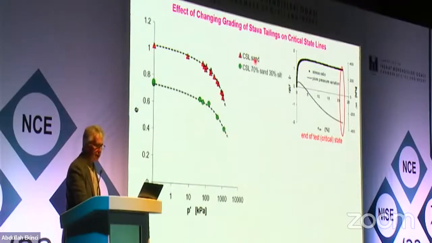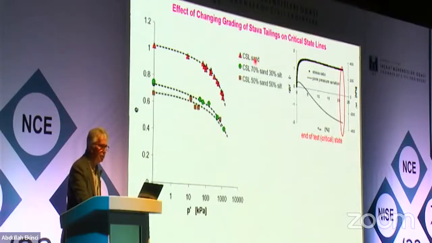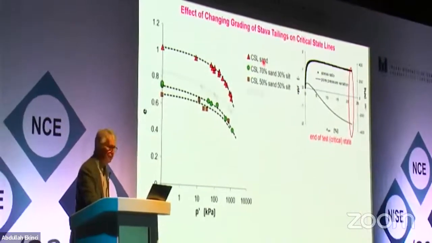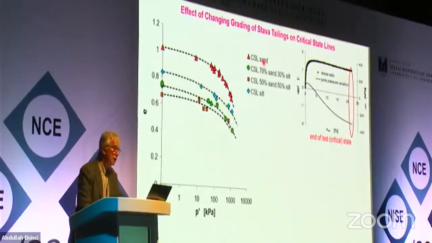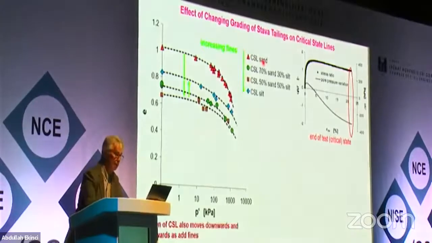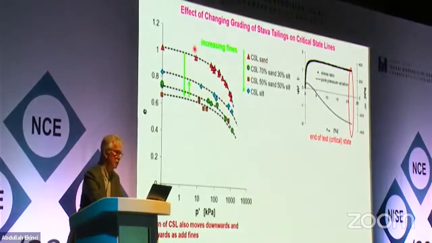If we start adding in silt, 30% silt, that critical state line moves down, just like we've just seen in the last presentation. And then we move down a bit more, for a bit more silt. But then when we add in 100% silt, we go back up again. So with increasing fines, the critical state line goes down and back up again.